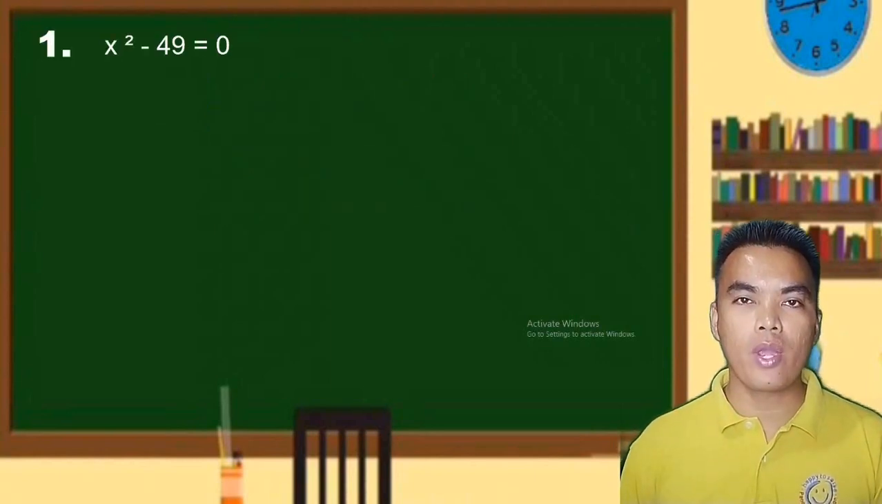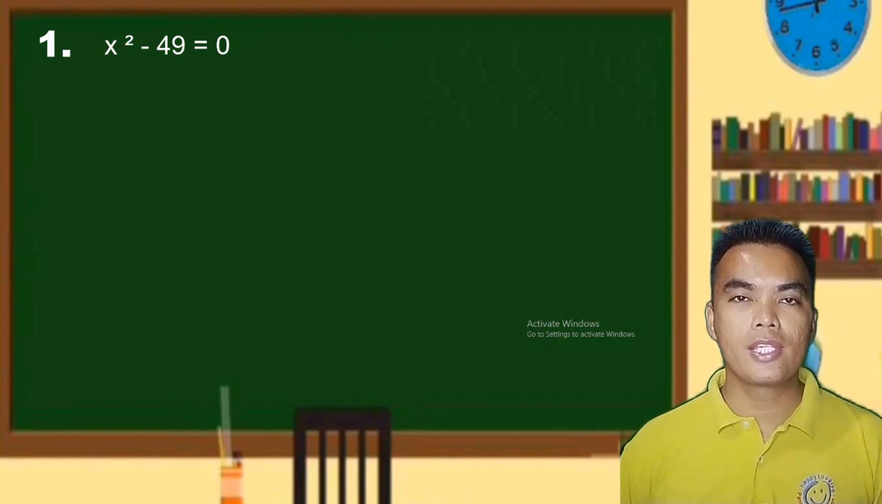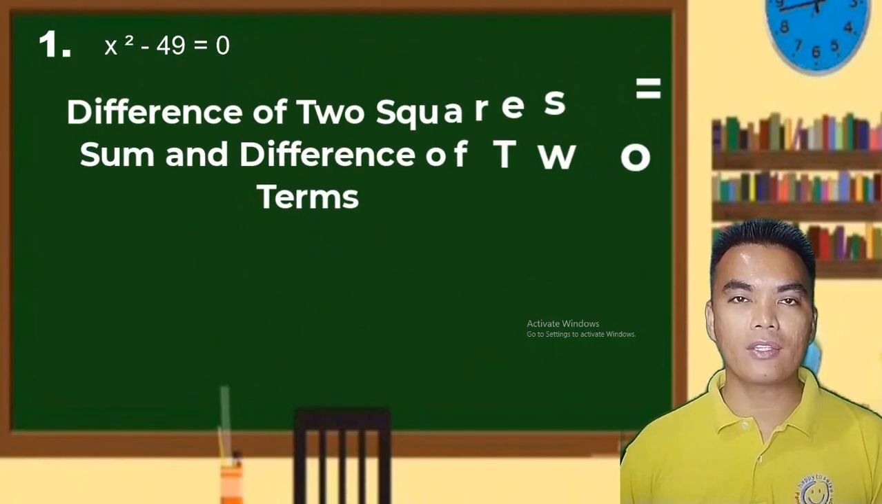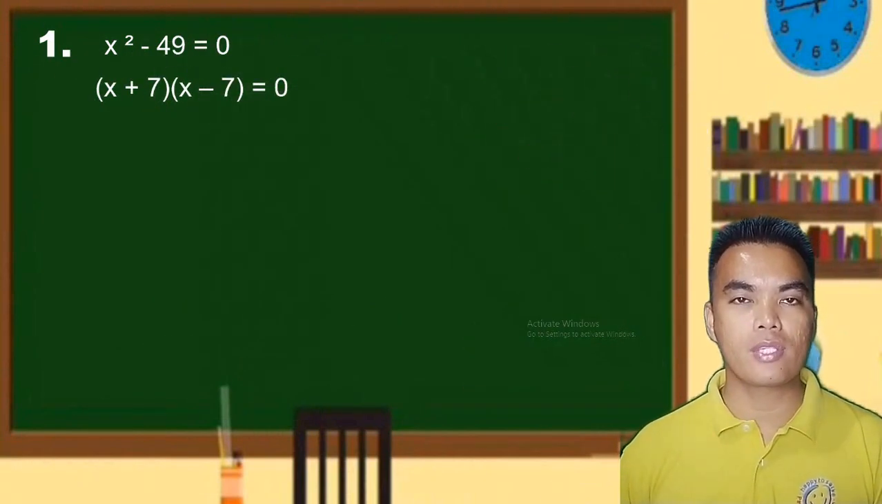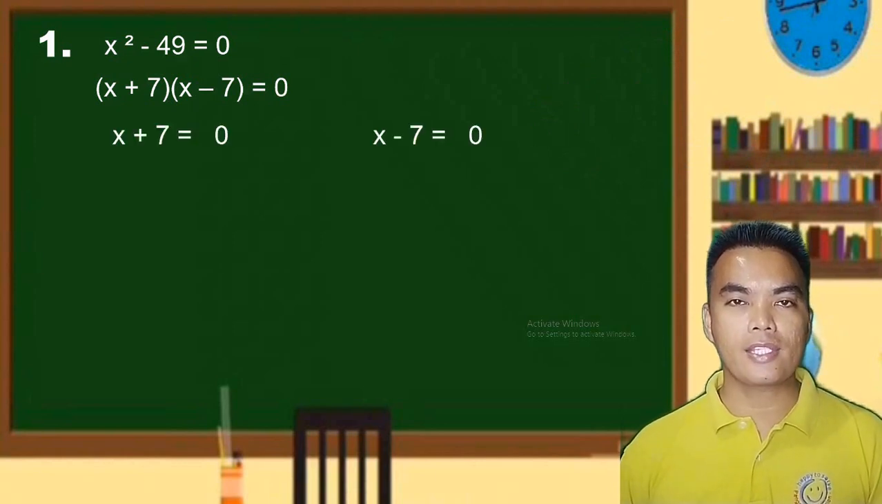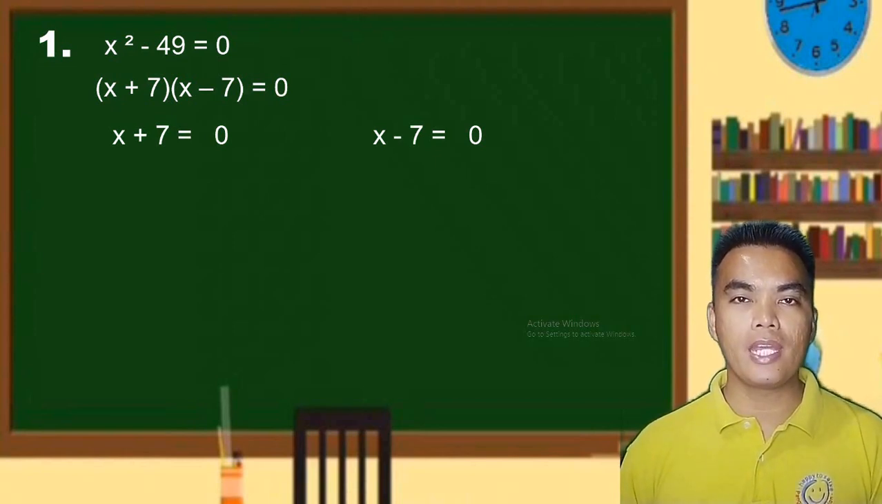So we have x squared minus 49 equals 0. We will solve this quadratic equation using factoring, since as we can see, this is a difference of two squares. So we can factor it as x plus 7 times x minus 7, that is equal to 0. Now if we equate that separately, we have x plus 7 equals 0 and x minus 7 equals 0.